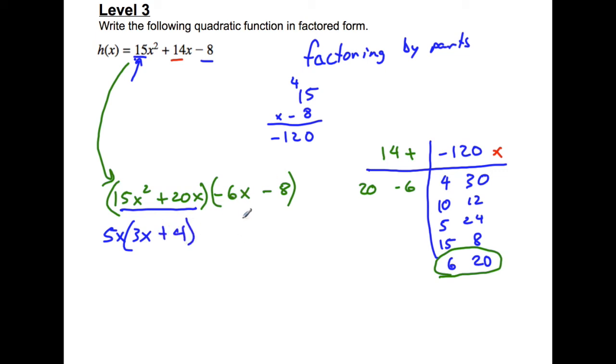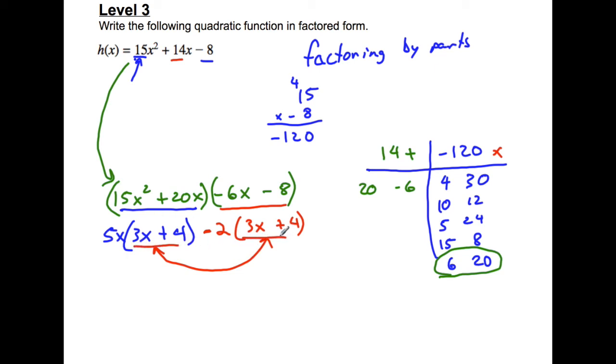Now I want to think about what can I take out of these two terms. I see a common negative, so I think it's going to be a negative. And then the highest factor I can see is maybe a 2. So I'm going to take out minus 2. It's just minus 2 because there's not an x in both of these. So you'll notice that these two factors are the same.